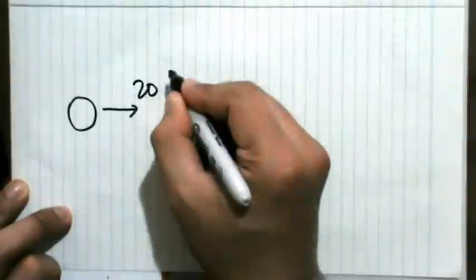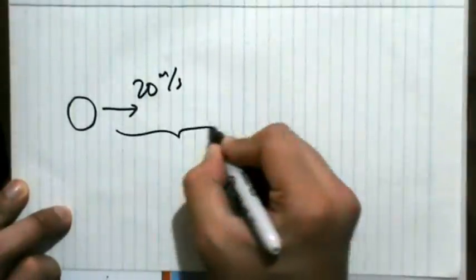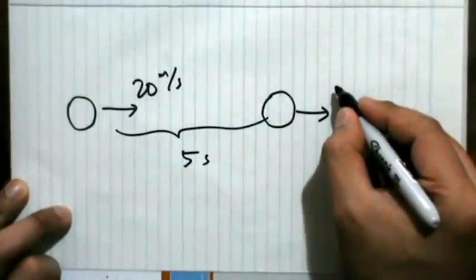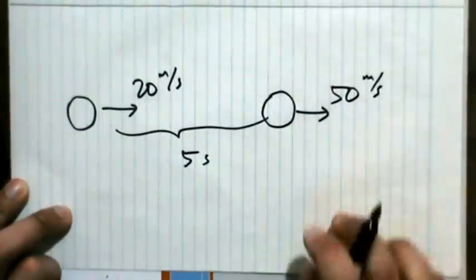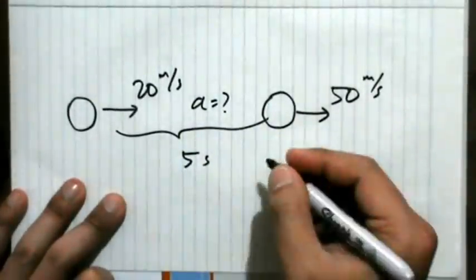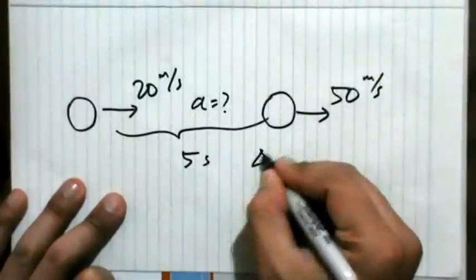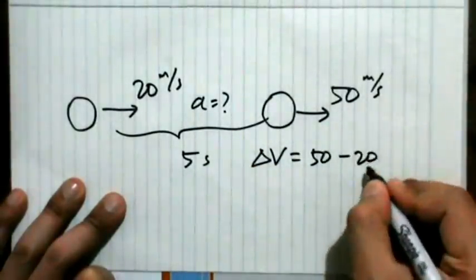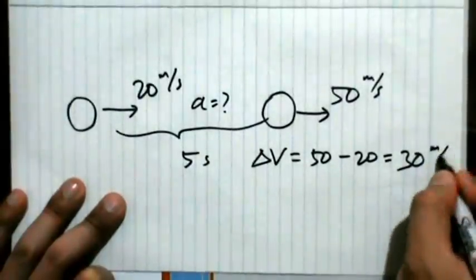Now let's see if we have an object that has an initial speed of 20 meters per second, and after 5 seconds the speed becomes 50 meters per second. So let's find the acceleration. Alright, now first, what is the increasing speed, or delta V here? And we can calculate that's 50 minus 20, or 30 meters per second.